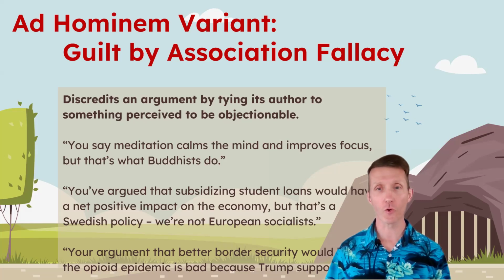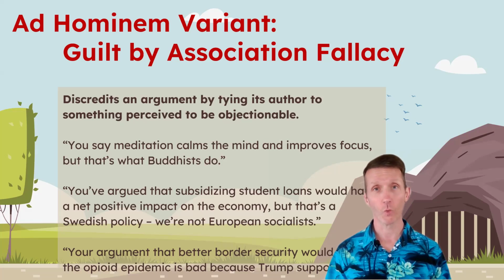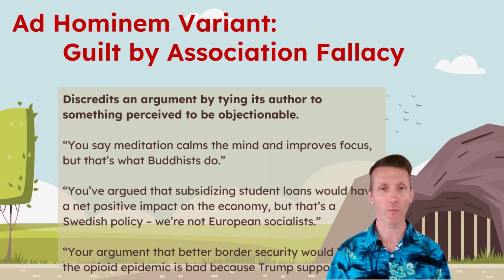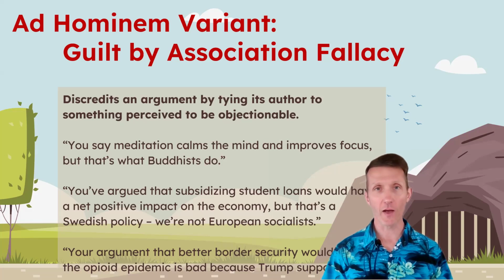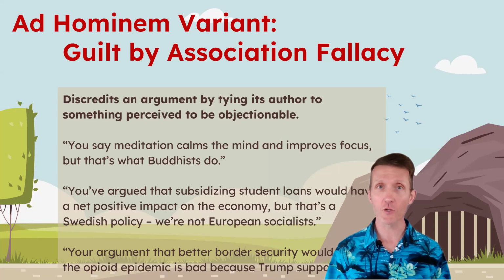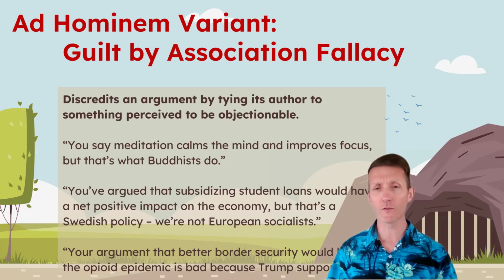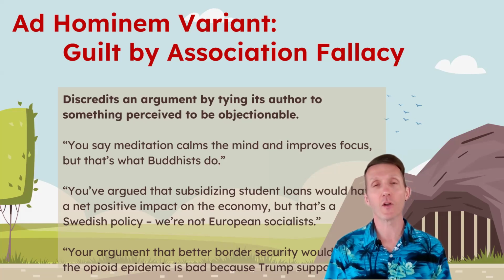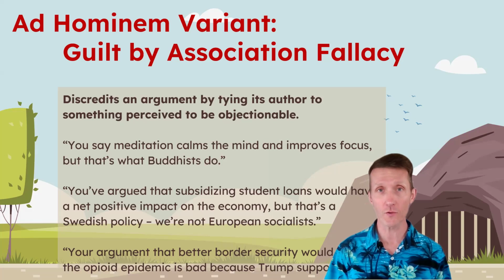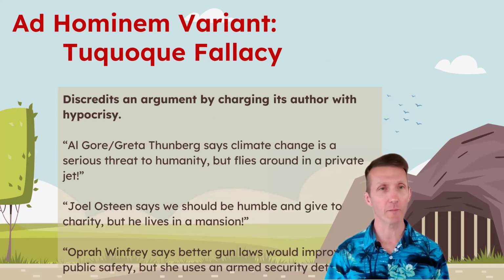And here's one more. Your argument that better border security would lessen the opioid epidemic is bad because Trump supports it. Well, in this case, you're assuming that the listener doesn't like Trump. And so if a person tries to make an argument that better border security would lessen the opioid epidemic by saying that a particular disliked candidate, at least in this particular context, supports it, that doesn't say anything at all about whether it would actually impact the opioid epidemic. And you could insert Biden's name, Harris's name, or any politician's name, any policy. Just because it's been promoted by or associated with a particular candidate, doesn't say anything at all about its actual effectiveness or about the reasons that have been given in favor of it. You hear that sort of thing all the time.